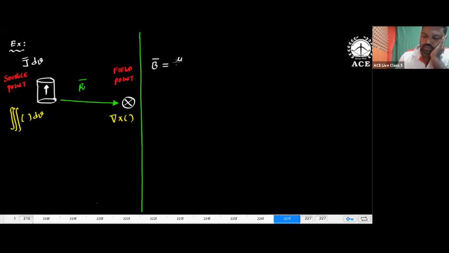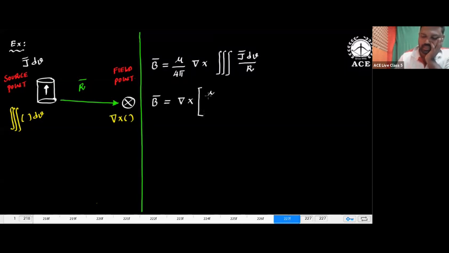So here it is. B is equal to mu by 4 pi, del cross, volume integral of J dV by R. You can bring this mu by 4 pi inside: del cross, mu by 4 pi, volume integral of J dV by R.